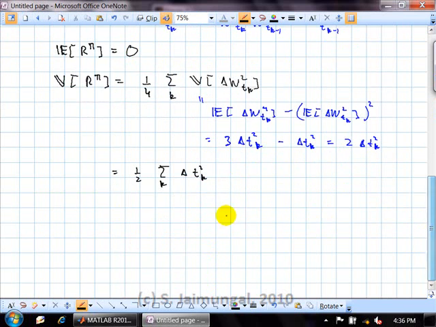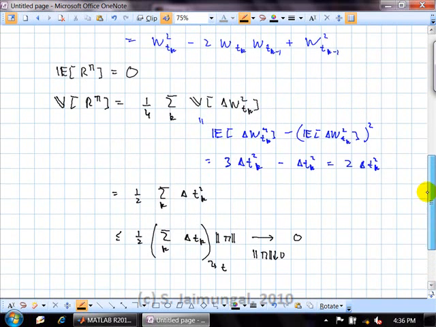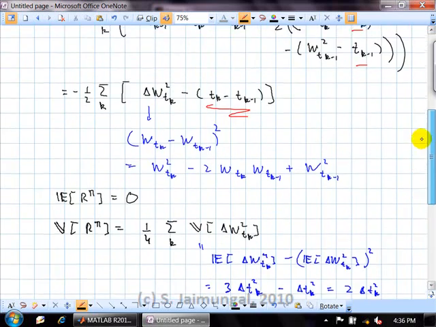which we can bound. Less than or equal to 1/2 the sum of delta t_k times the norm of my partition. And that is a constant, so I can pull it out. And this is little t by definition. This is all finite, so this limit is going to go to 0 as pi goes down to 0. And the conclusion is we have a remainder which has a zero mean and its variance goes to 0, therefore R converges to 0 almost surely.